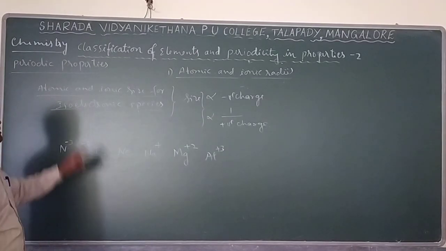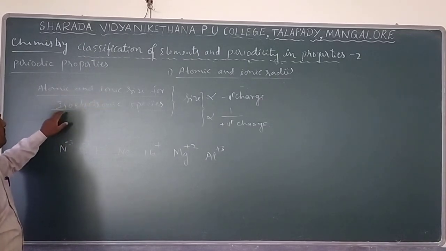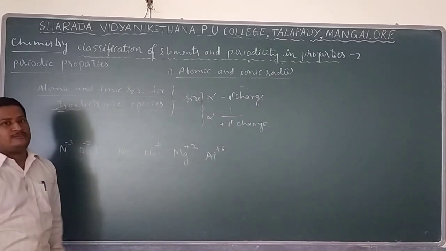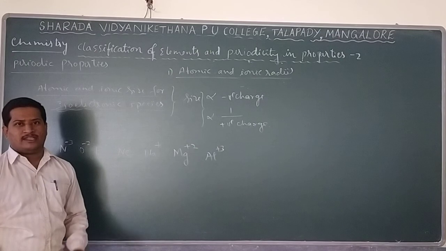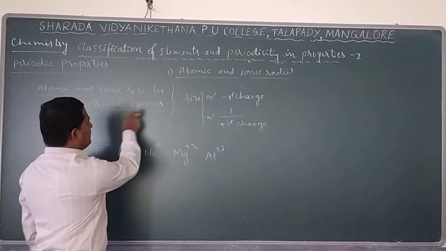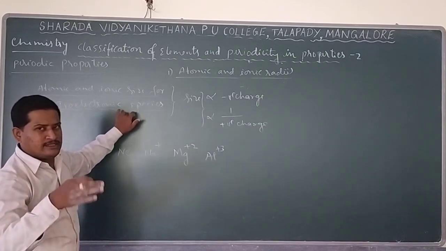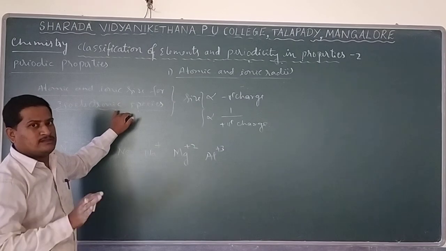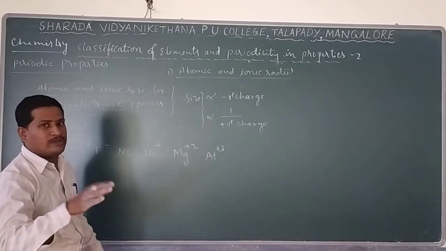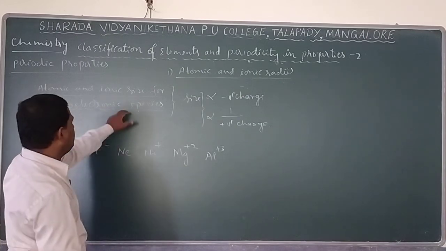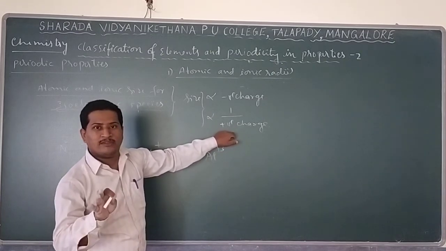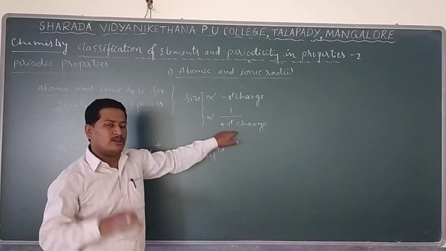Let us see atomic and ionic size for isoelectronic species. What about isoelectronic species? Isoelectronic species may carry cation, anion, or a neutral atom. What about the radius? What is the meaning of isoelectronic? A set of species having the same number of electrons. Number of electrons is the same, but proton number is going to be different. Nuclear charge is going to be different. Since the number of electrons is the same, size is never the same, because nuclear charge is going to be different.